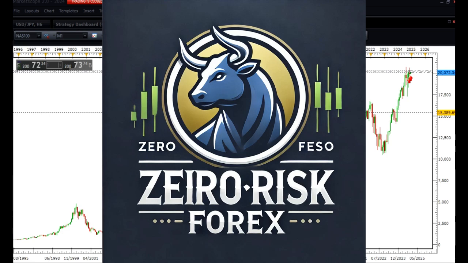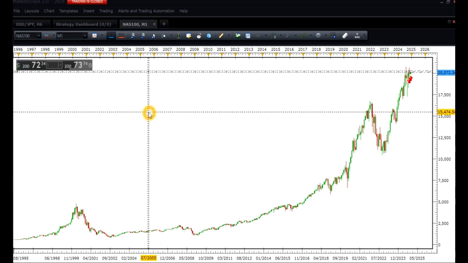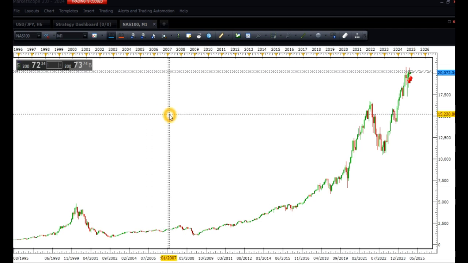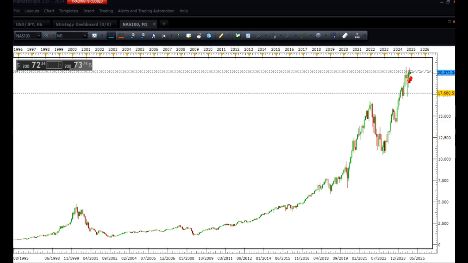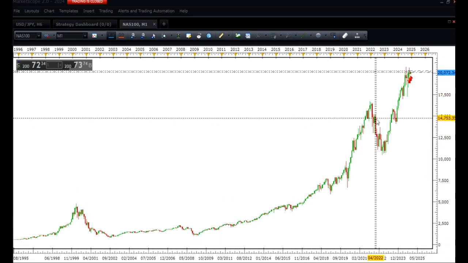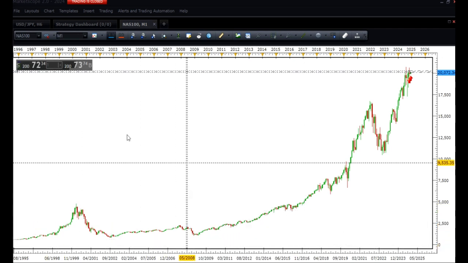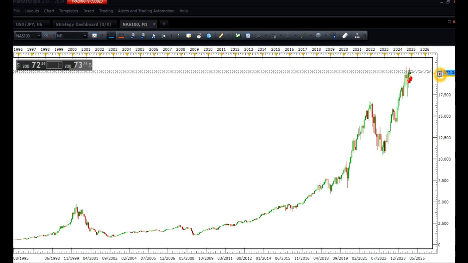The reason why this channel is called Zero Risk Forex, just in case this is your first time visiting, is because every time we enter any market, our risk management strategy is based on this panel on the right hand side here. We ignore all this stuff in the middle, everything to do with indicators. All we focus on is the distance between any entry price and zero.